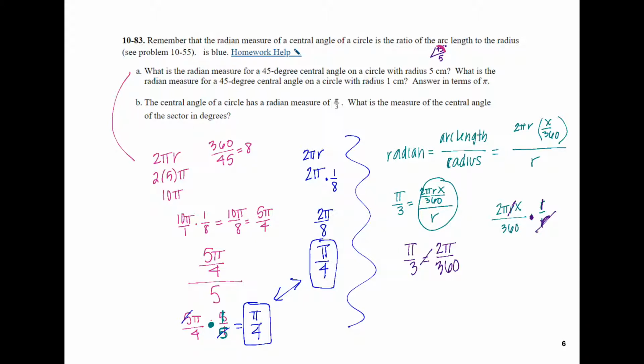So at this point we cross multiply. 6 pi is equal to 360 pi. If we divide by 6 pi, we get 60 degrees as our central angle.